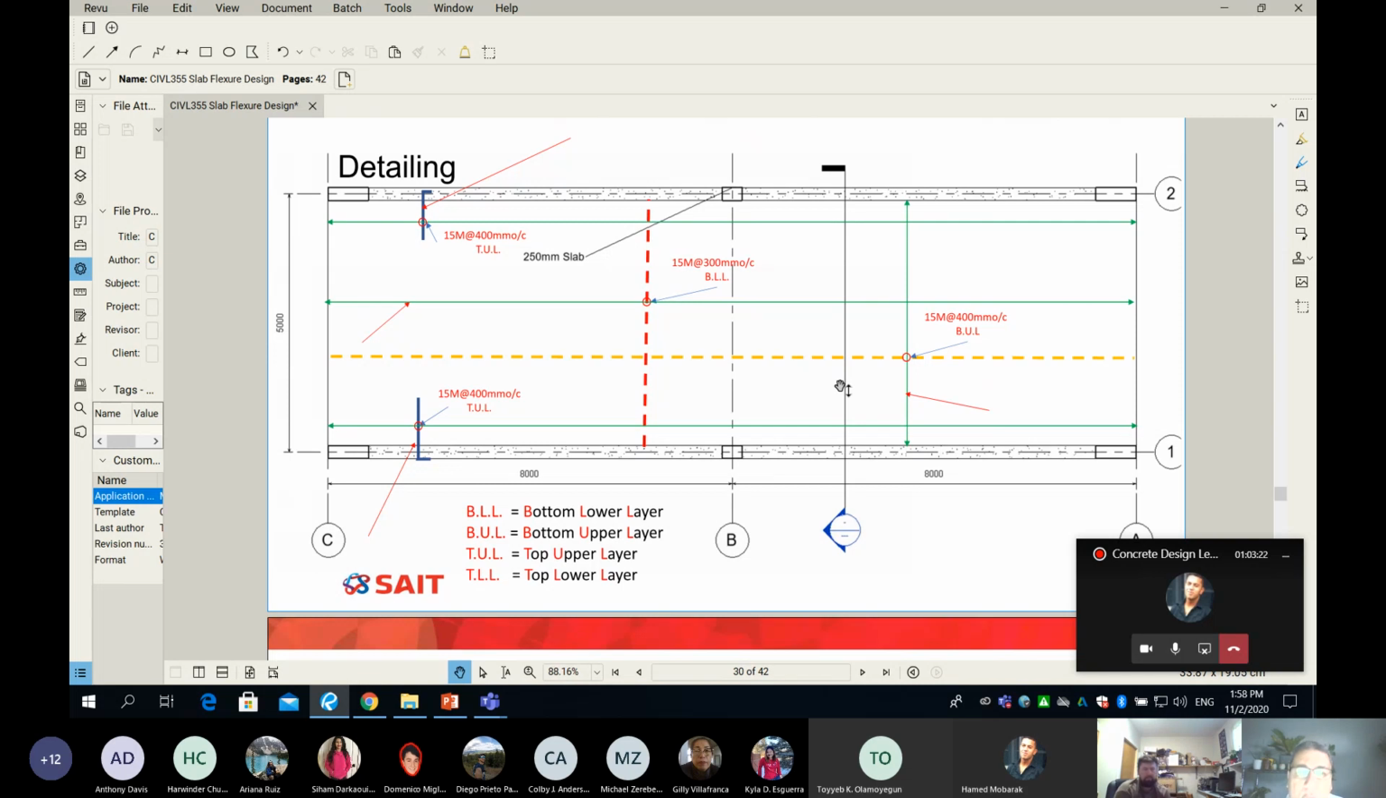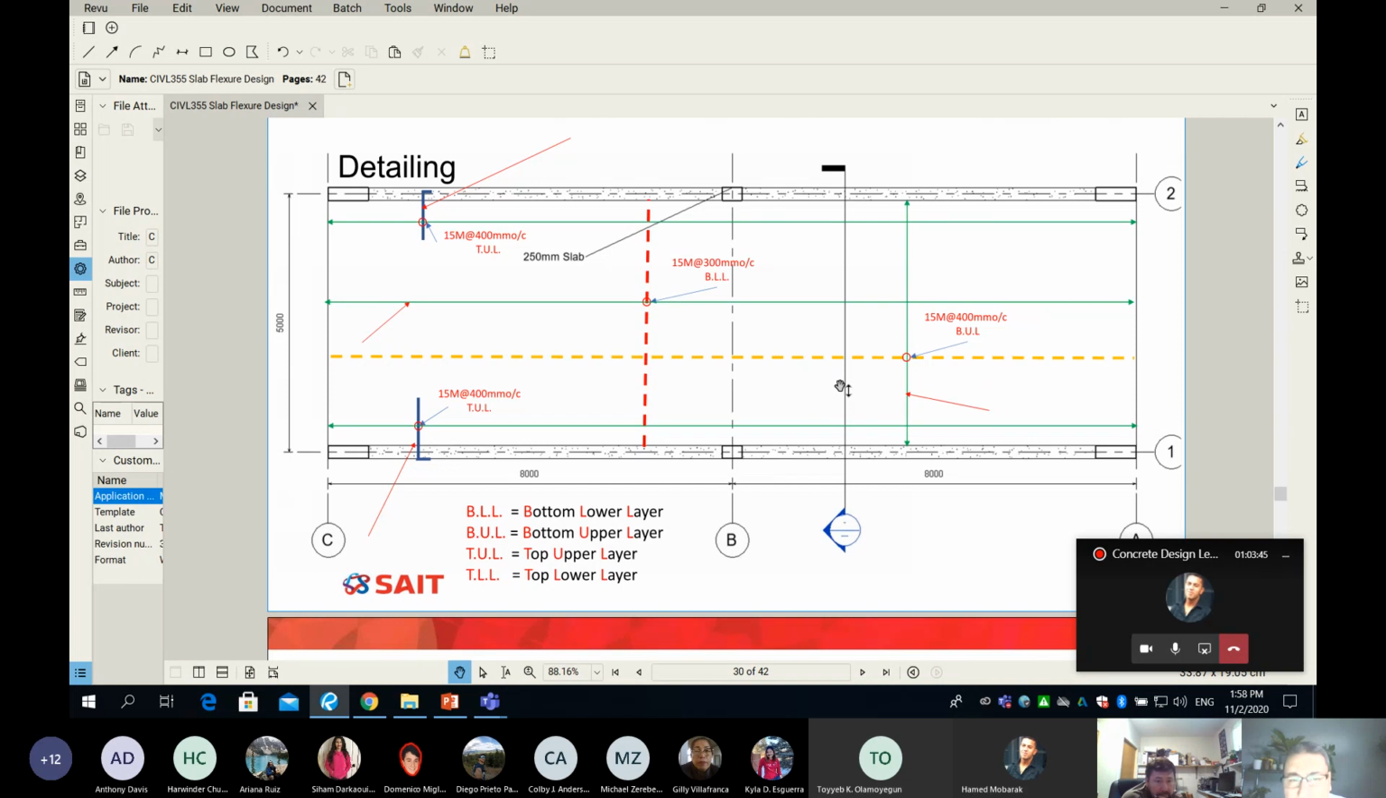Next is the blue continuous. Those look like L shape. So you put the rebar, you put their dimension line, and then at the intersection you write their call. So those are minimum 15M at 400 on center, top upper layer.